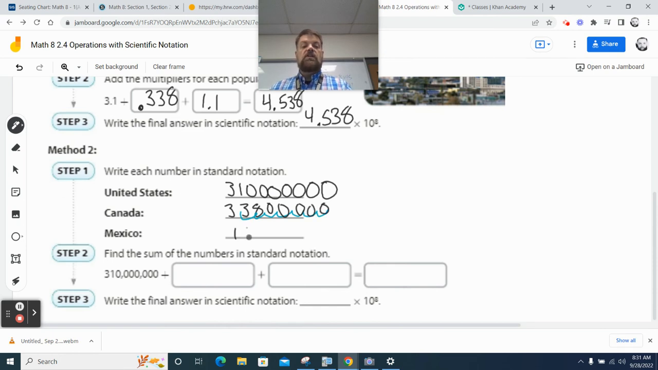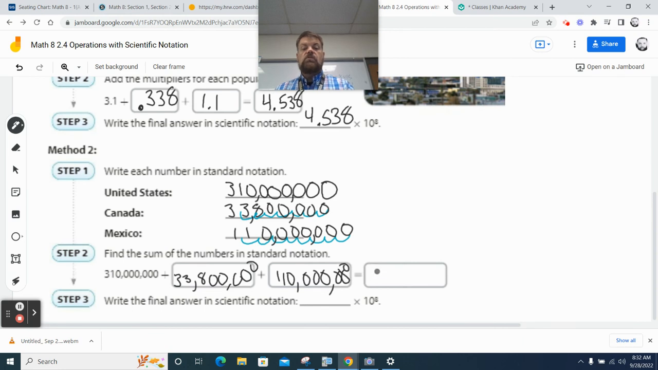And then Mexico was 1.1, and that was 8 spaces. I put my zeros for placeholders: 1, 2, 3, 4, 5, 6, 7 zeros. Then do my little comma every 3 zeros. And then if I add these up, I would plug in 33,800,000, plus 110 million, which will give me 453,800,000.